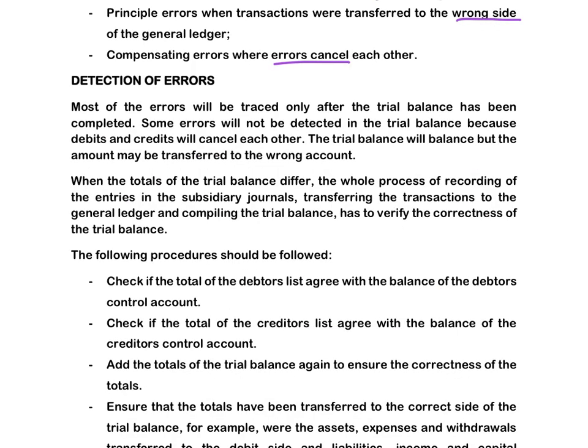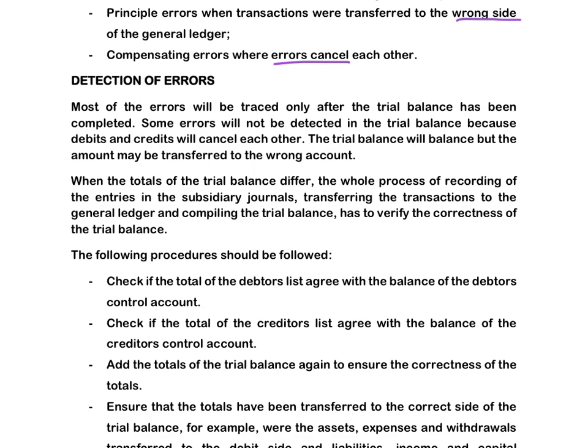Detection of errors. Most of the errors will be traced only after the trial balance has been completed, because as soon as you see that the trial balance doesn't balance, then you will go back and look for the mistakes. All the mistakes where you didn't complete a double entry can be traced by the trial balance because the trial balance doesn't balance.